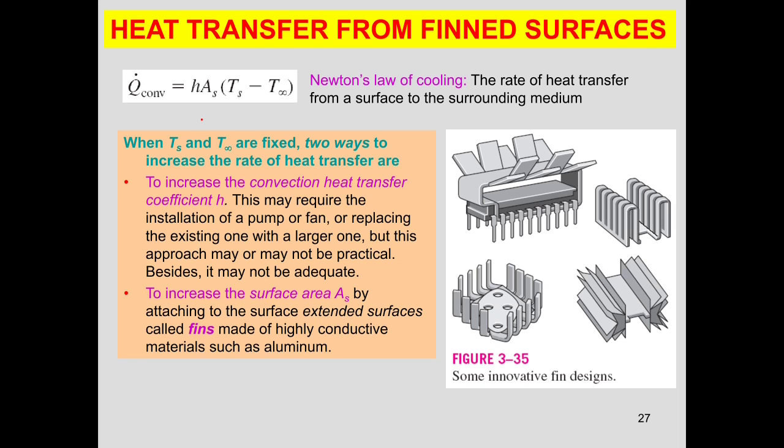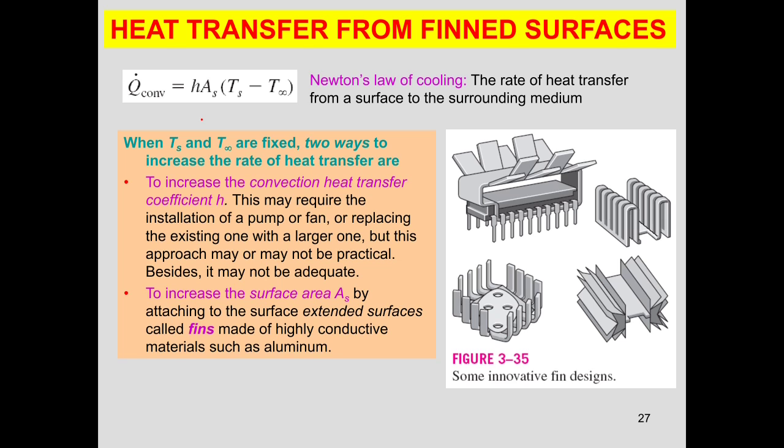Now if we need to increase the heat transfer rate, what should we do? If Ts and T infinity, the solid temperature and the fluid temperature, are both fixed, then we have only two ways to increase the heat transfer rate. First, we will consider h, the heat transfer coefficient. To increase the convection heat transfer coefficient h, this may require the installation of a pump or fan, or replacing the existing one with a larger one. But this approach may or may not be practical, besides it may not be adequate.